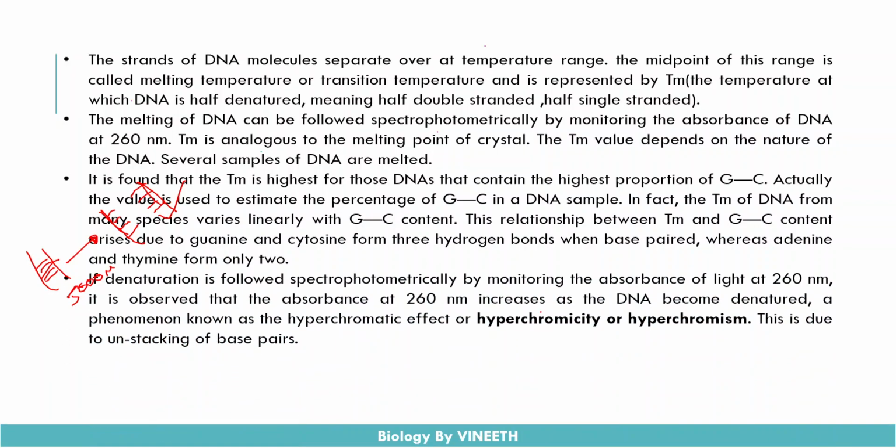That is what I gave you in the third point. I'll read it from here: if denaturation is followed spectrophotometrically by monitoring the absorbance of light at 260 nanometers, it is observed that the absorbance at 260 nanometers increases as the DNA becomes denatured. That means the absorbance is increased when you have separated this double helical DNA into single strands. This phenomenon is also called the hyperchromic effect, hyperchromicity or hyperchromism. This is due to unstacking of the bases.